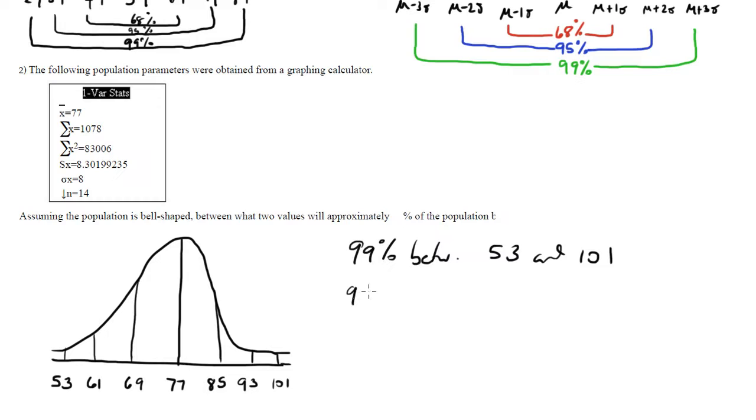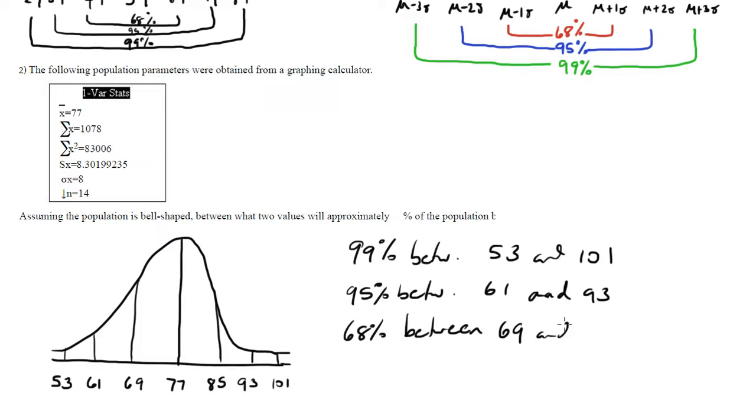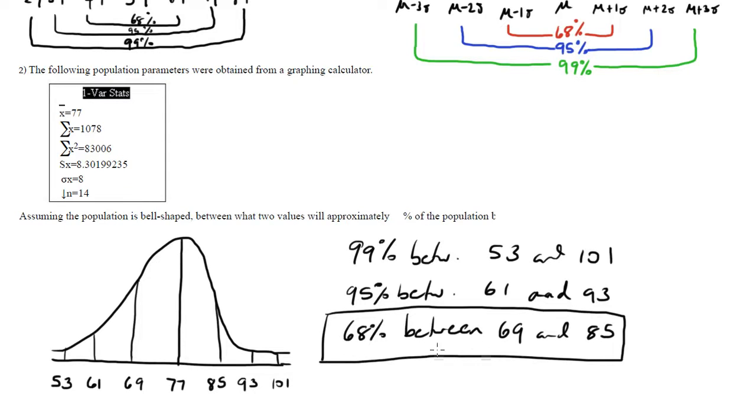95% are between 61, that's 2 below, and 93. And 68% are between, and this is approximate, right? 1 standard deviation below and 1 above, that's 69 and 85. Let me take a peek at the answer sheet here and see if any of my values are answers to these questions. Yeah, so the answer sheet has this interval here. Between 69 and 85.